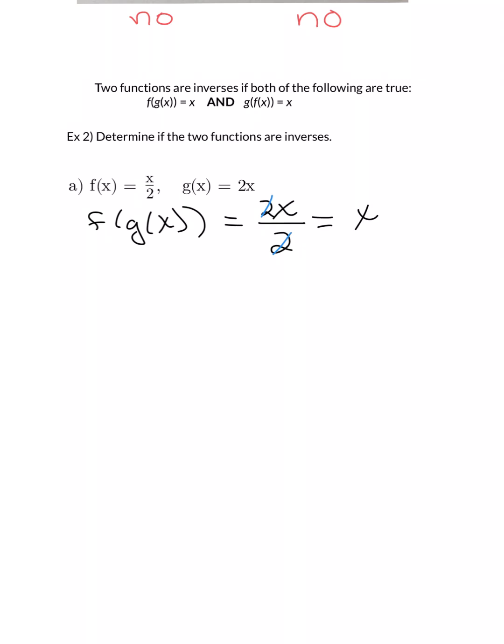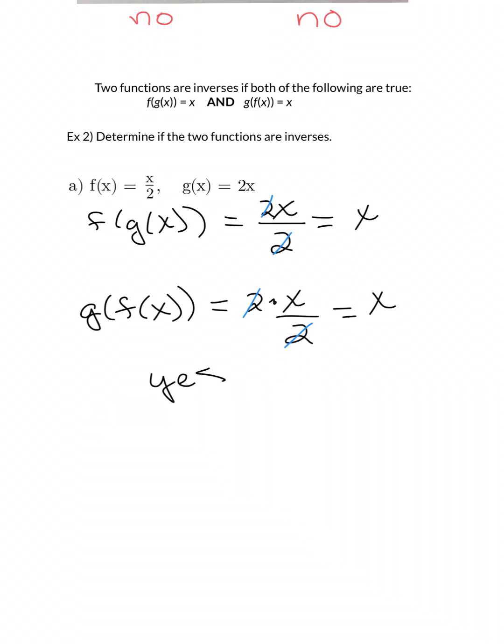Now let's do it the other way. Do g of f of x. So start the g function. It starts with a 2. And then it's times the variable. So where the variable is, we are going to put in the f function. Well, again, we have 2 over 2, which equals 1. So that simplifies to be just x. So are they inverses? Yes.